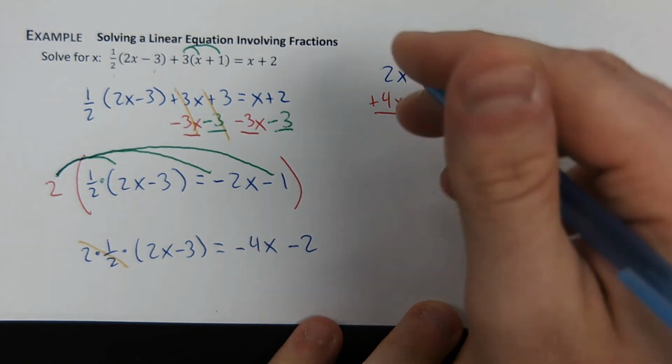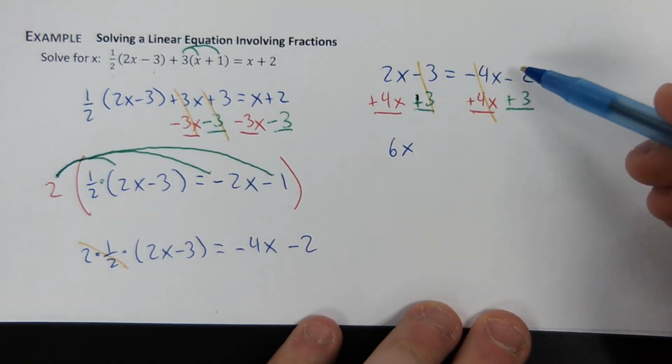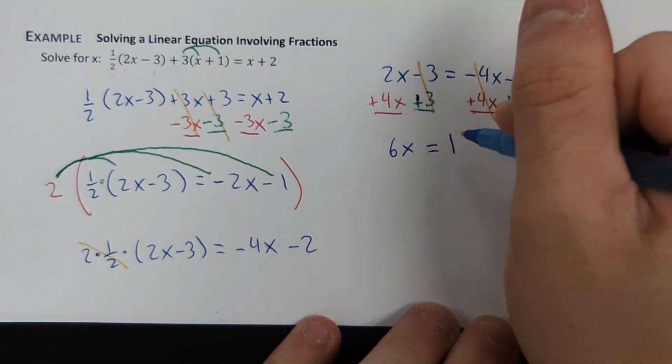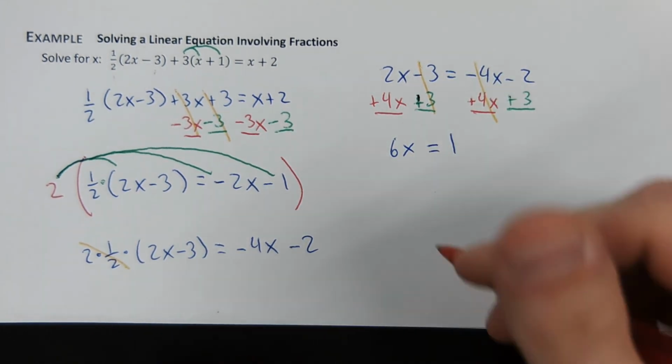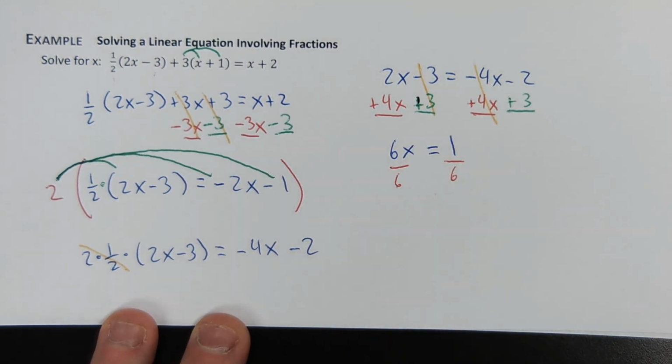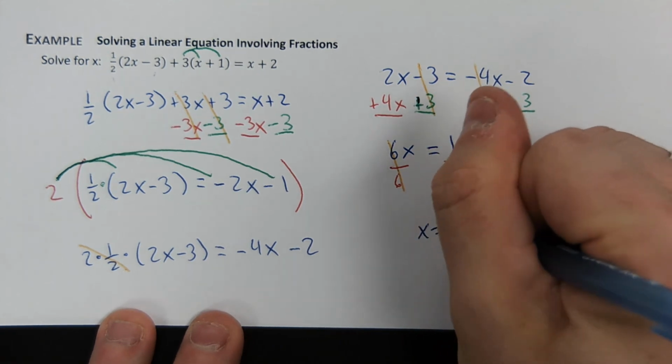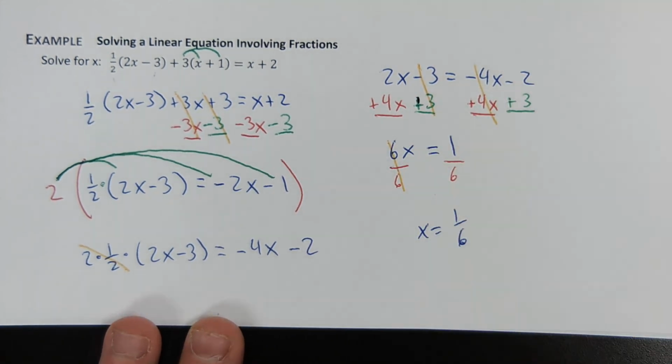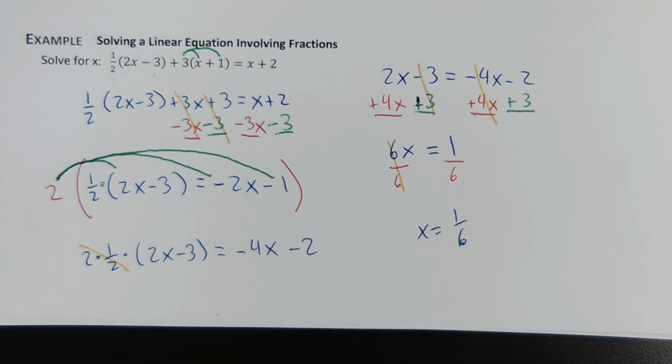2x plus 4x gives me 6x, and negative 2 plus 3 gives me 1, and divide by 6. Fractions are out. We're going to leave this answer as 1/6. That decimal repeats anyway. Nobody likes repeating decimals. So yeah, that distribution of that number only to the fraction was what made this question unique.